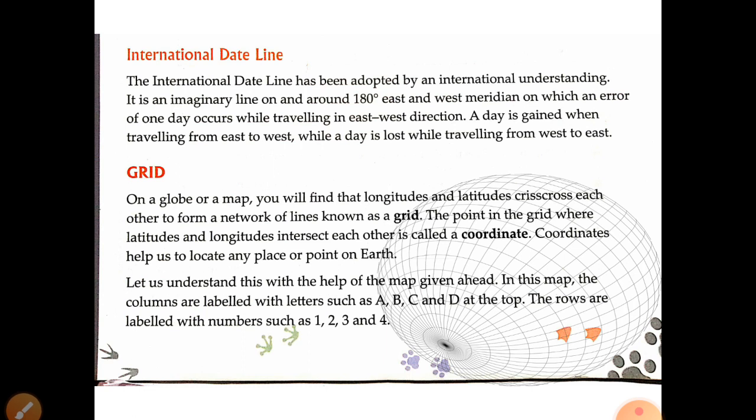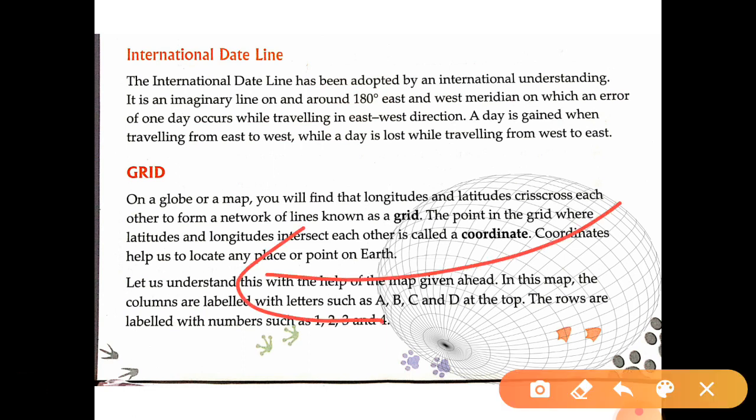While they are traveling in one direction they will be crossing the international dateline, so they will gain a day, and while traveling in the other direction, they will lose one day. Remember it in simple terms.